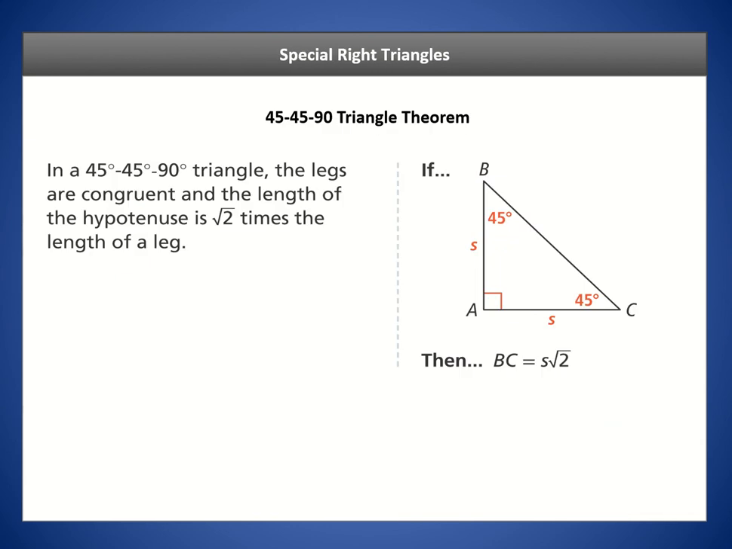So for the first one, the one that we discussed was 45, 45, 90. And in this type of triangle, you have the two sides are the same, the two legs. And then the hypotenuse is given by the leg times square root of 2.